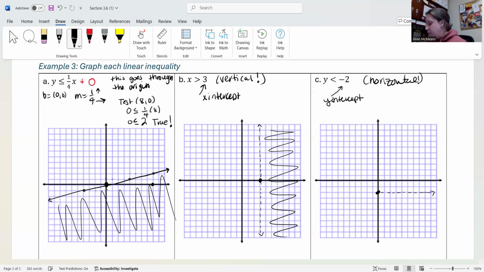That tells the reader that the points on the line do not count. And we want to be less than this line. So with a horizontal line, you shade on top or below. In this case, we want to shade below.